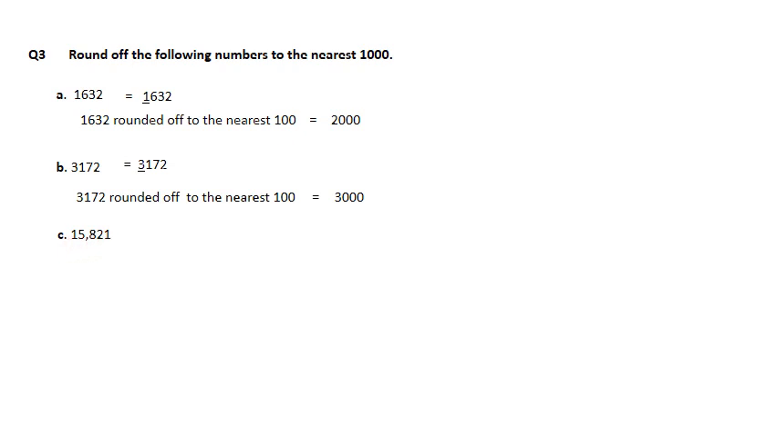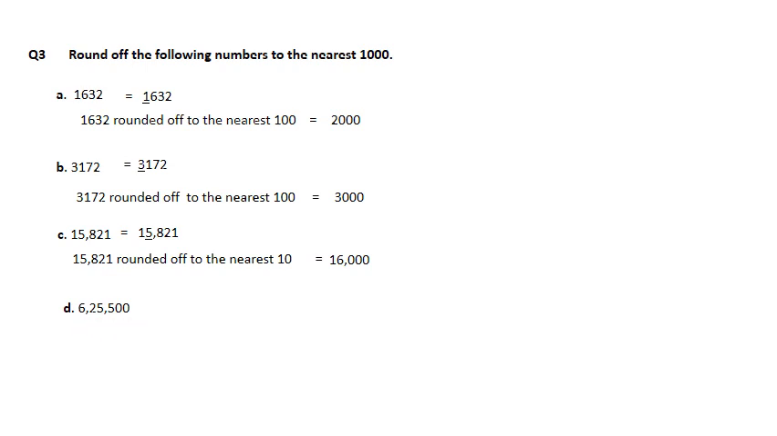Next one, 15,821. So first we'll underline, then we'll look at the hundreds place. The hundreds place here is 8. So we'll increase the thousands place by 1. So this 5 will become 6, and the 8, 2, 1, which are hundreds, tens and ones, we'll replace by 0. So your answer: 15,821 when rounded off to the nearest 1000, your answer is 16,000.